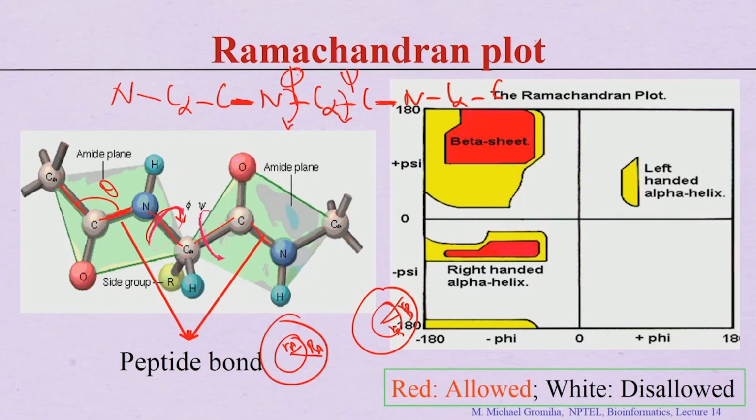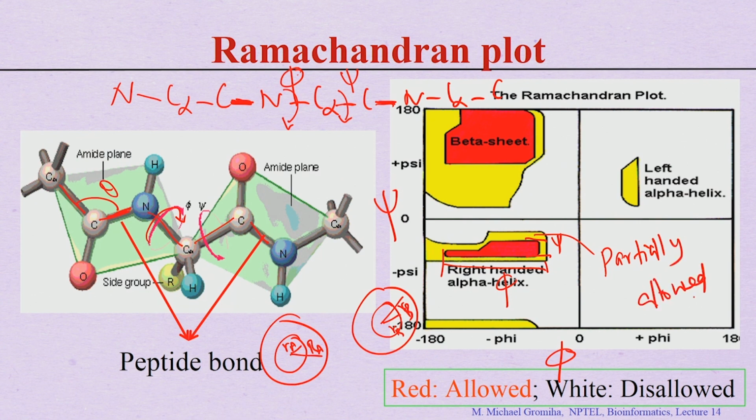So, in this case they found the range for the phi angle and the range for the psi angle. You put the x axis as phi and the y axis as psi, and this is the region where they can accommodate these residues in an alpha helical conformation without any steric clashes. Here you can see the yellow one is called the partially allowed region, and the white region is the completely disallowed region.